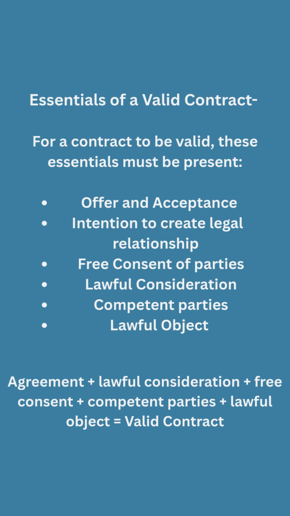For this, we can use an example: if A offers to sell his bike to B for 20,000 and B accepts the offer without any conditions, as it is, so it forms a valid agreement. But if B says, I'll buy it for 18,000, that is not acceptance, because now it becomes a counter offer. Now we will understand the third essential, that is lawful consideration.